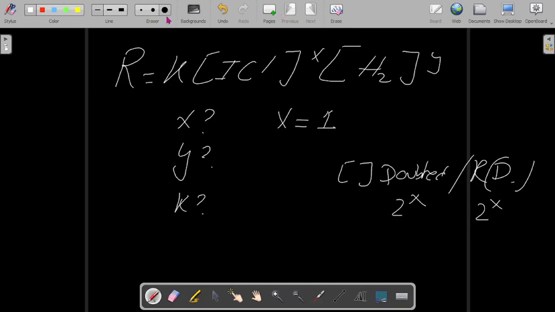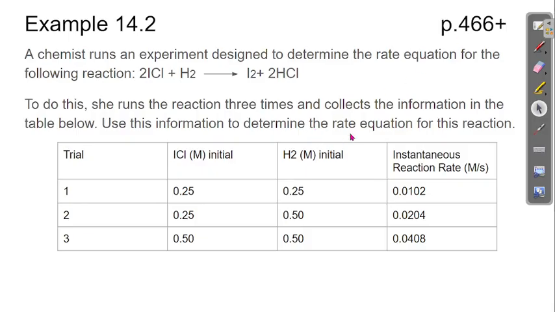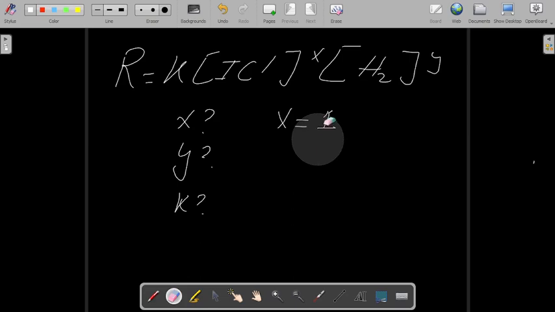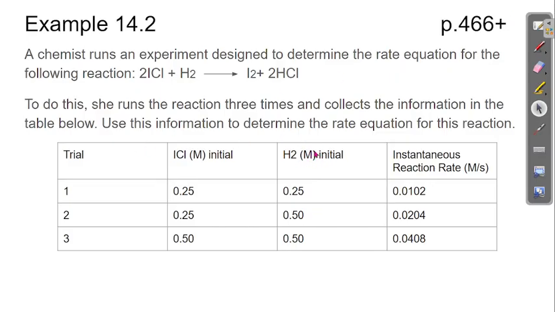Okay, so let me erase these. We have the first one done. Let me go back to the example. Now, I'm sorry, this is not X, this is Y. Y equals 1. Remember that Y is for the hydrogen. So the change here was for the hydrogen.